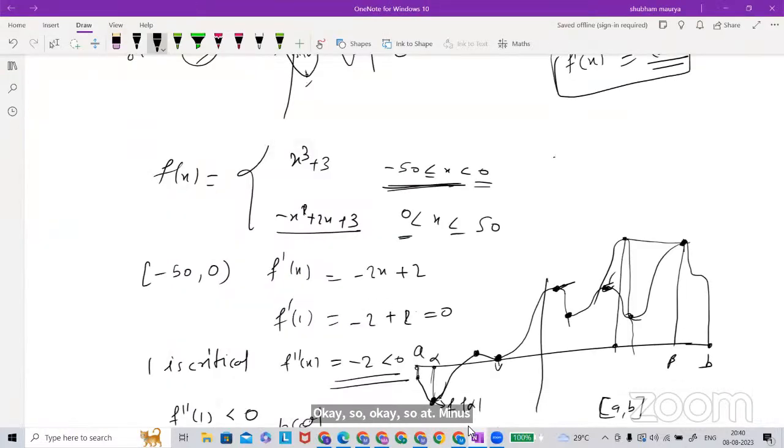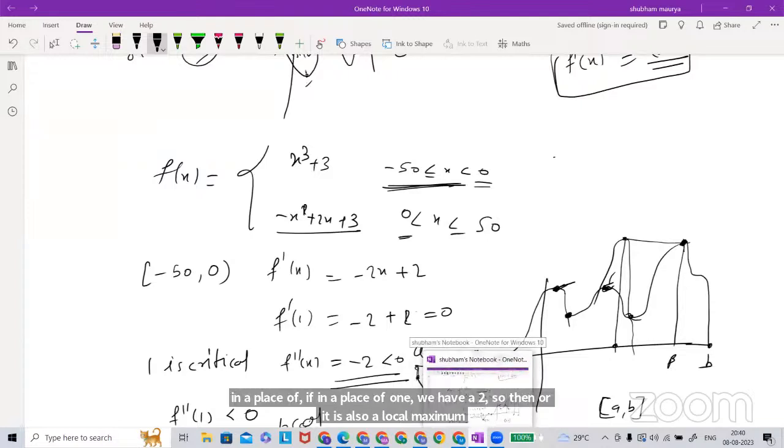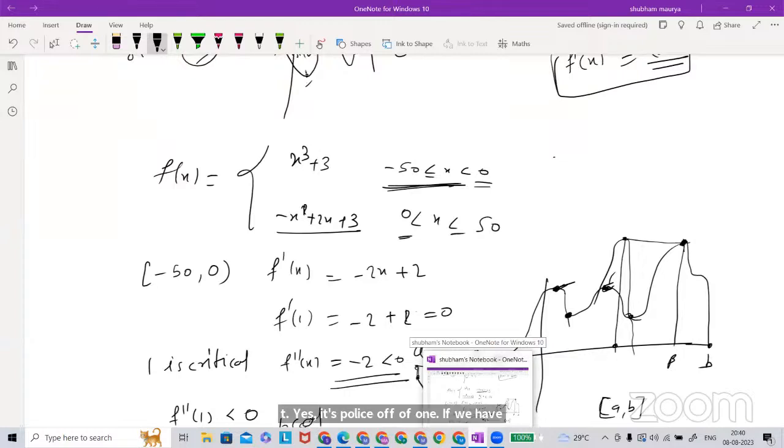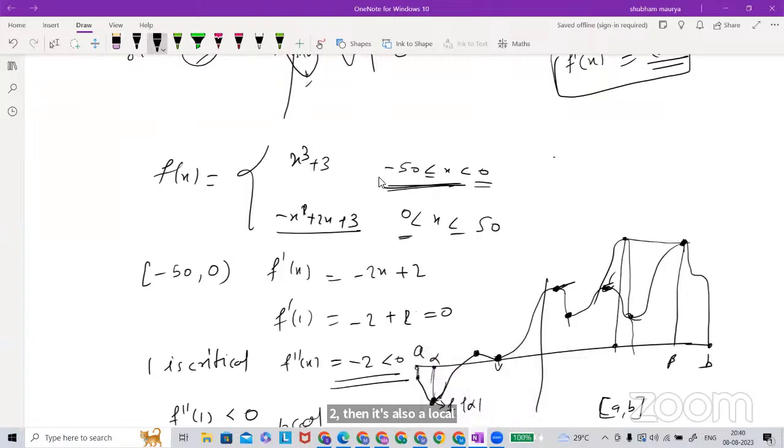Sir, may I ask, if in place of 1 we have a 2, then it is also a local maxima? Yes, in that case, yes. And also for other numbers like 3, 4, 5? Yeah, there is a possibility.